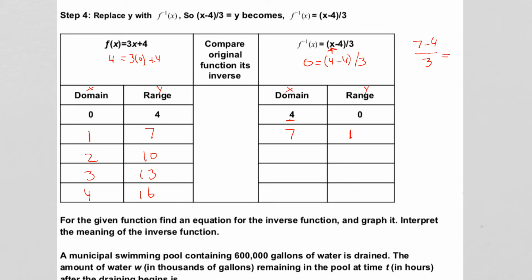All right. 3 over 3 is 1. Now let's keep going. What about 10 minus 4 divided by 3? It's going to be 6 over 3, should be 2. Yep. So when I try 10, I get 2. What happens when I try 13? 13 minus 4 divided by 3 is 9 over 3. Do you get 3? You sure do. And as you can tell, it does wind up where the domain and range flip.